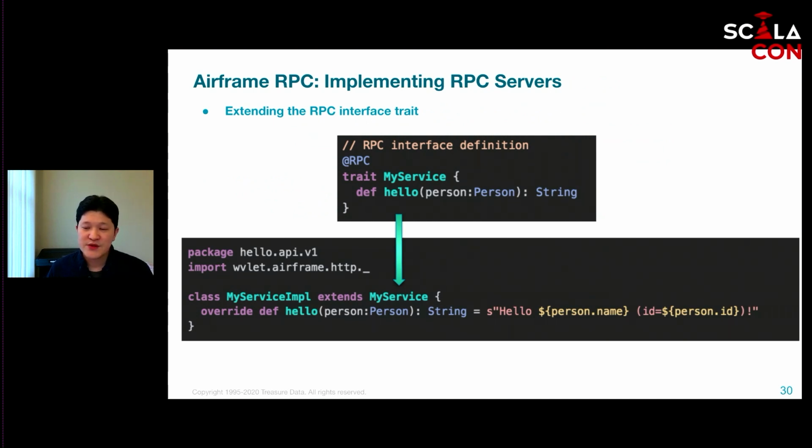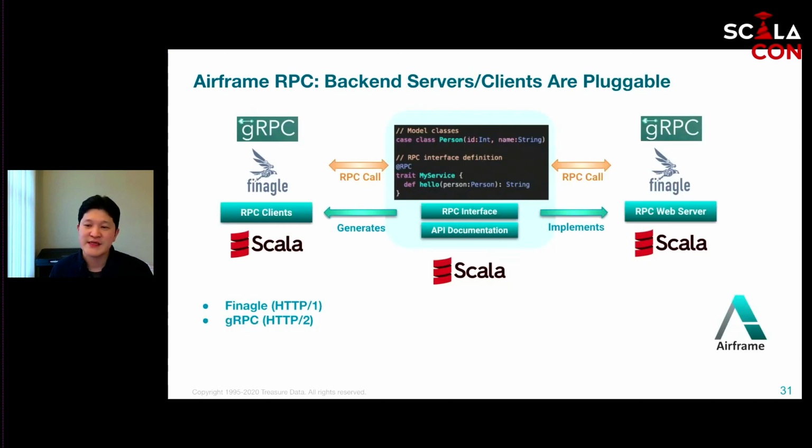Then, what you need to implement a server-side application is very simple. Once you have a MyService RPC interface written in Scala, you just need to extend it and provide your own Scala implementation of the interface. In this example, we just produce a new string by writing Scala code. It's very simple.